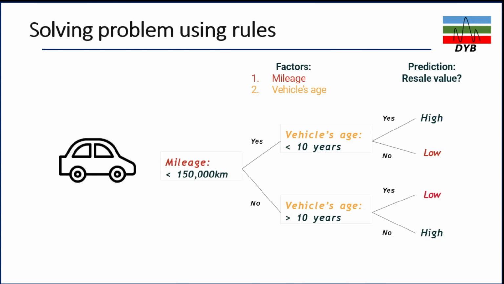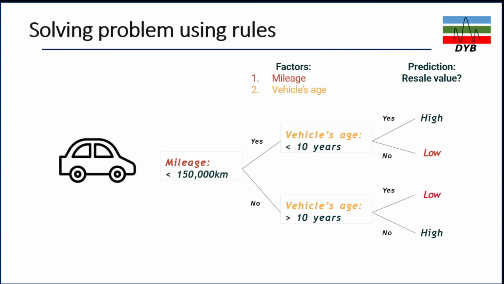If the mileage is less than 150,000 kilometers, then if yes, the vehicle age also matters, because you are not looking at only one factor but another factor as well. So if the mileage is less than 150,000 kilometers, and yes, you also look at the vehicle age. If it is less than 10 years, and yes, then the prediction value is very high. But in the case where the mileage is 150,000 kilometers or less, but the vehicle age is not less than 10 years, then the resale value will be low.